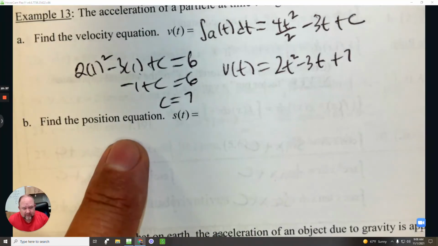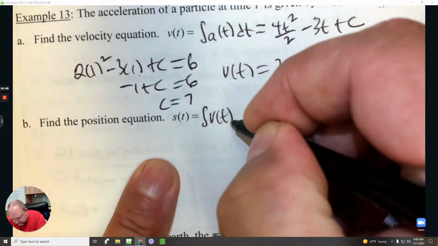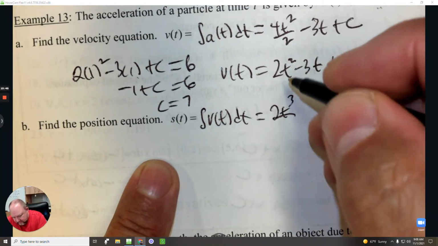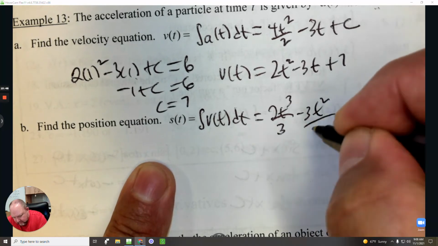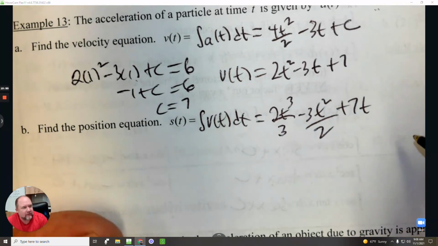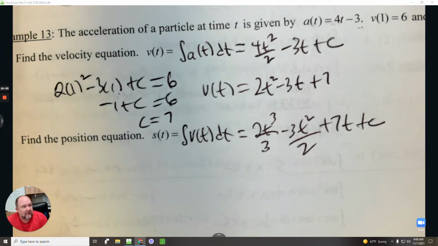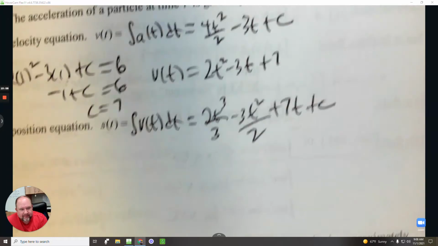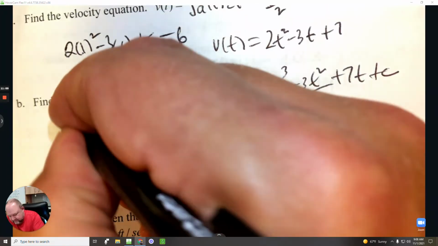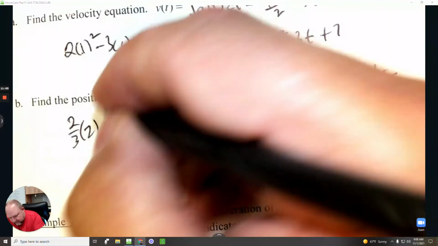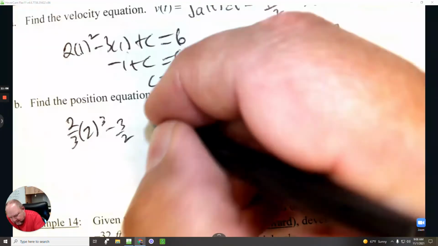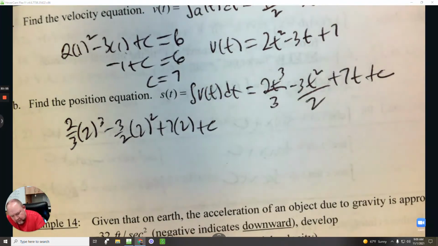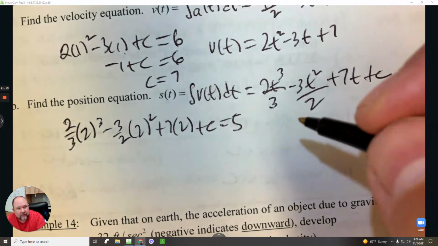To find the position, we integrate the velocity. So we're going to add 1 to the exponent and divide. 7 is just 7t, and then the constant. We're given a point to plug in to find the constant, which is (2, 5). So I'm going to plug in 2 for t, and I'm going to make it equal to 5. And I'm going to solve for c.